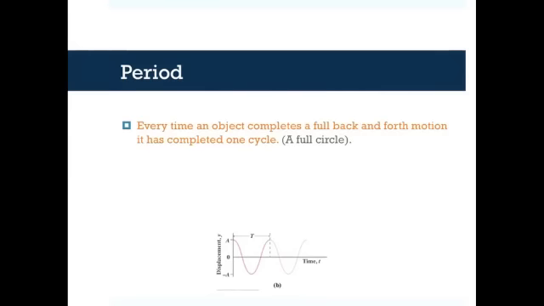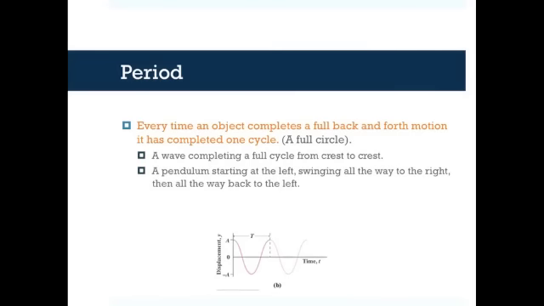When we're talking about period, we're talking about the fact that every time an object completes a full back and forth motion, it's completed one cycle. So period is the time it takes for that one cycle to be completed. Take a second to process. One cycle is just a full back and forth motion. An example of that would be a wave going from crest to trough to crest, like you see in the graph at the bottom.